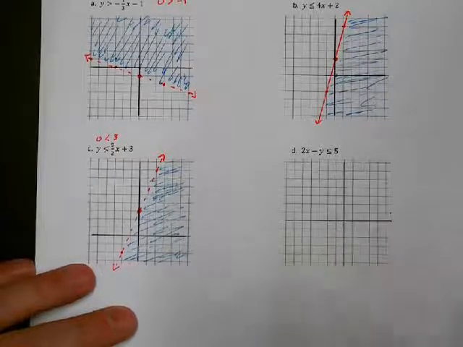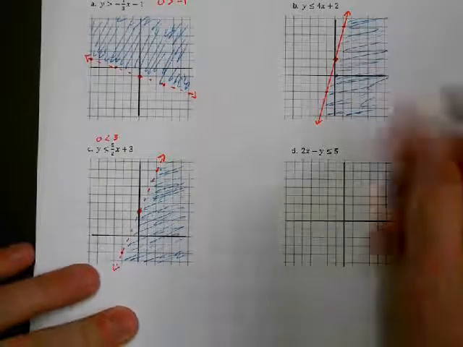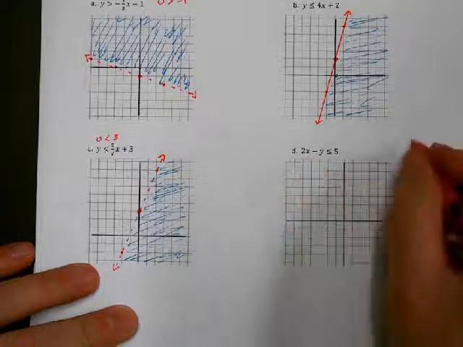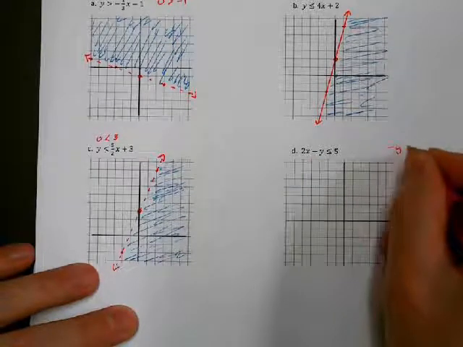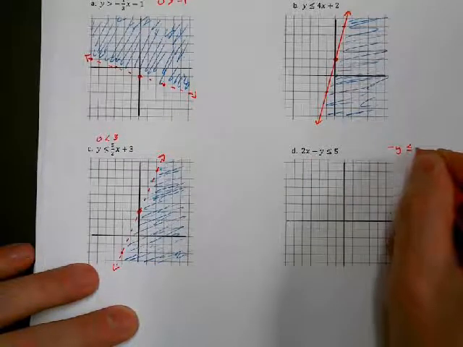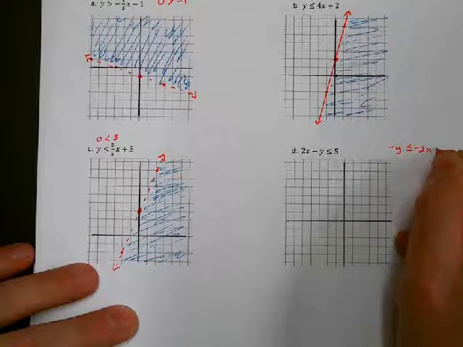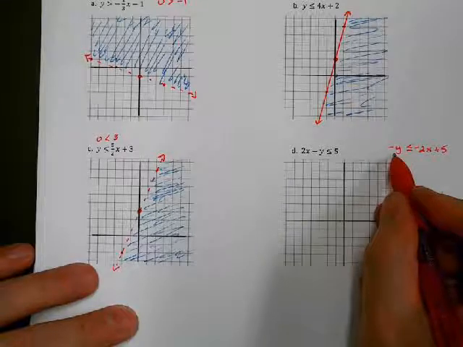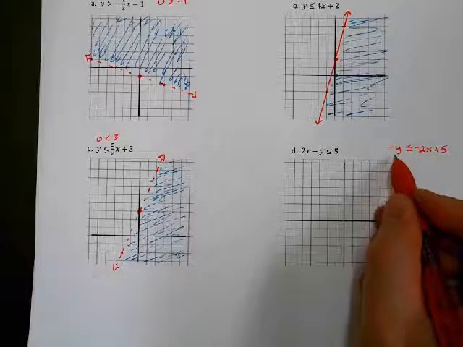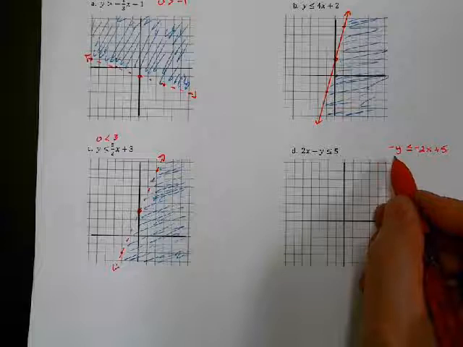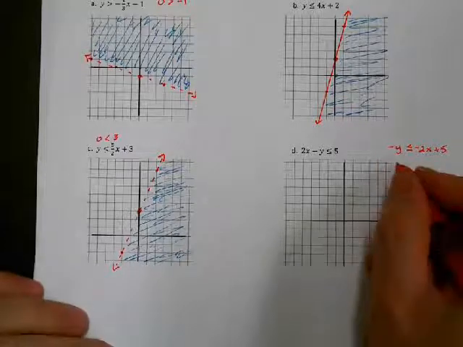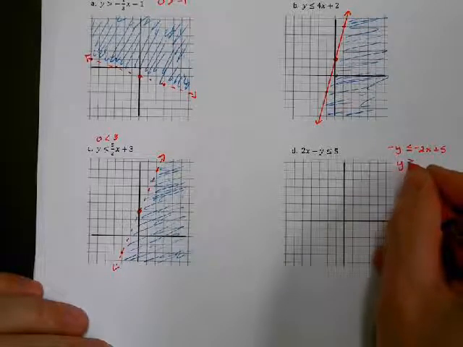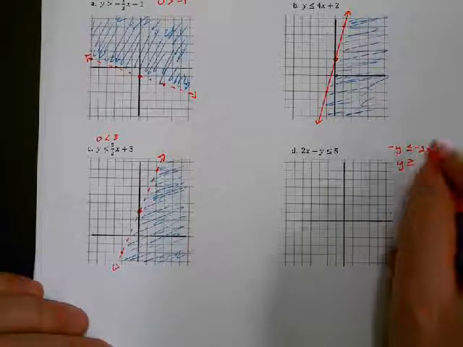So let's subtract 2x from both sides. We get negative y is less than or equal to negative 2x plus 5. Then I'm going to divide by negative 1. Remember what happens when we multiply or divide by a negative, it flips the sign. So this is going to become greater than or equal to positive 2x minus 5.